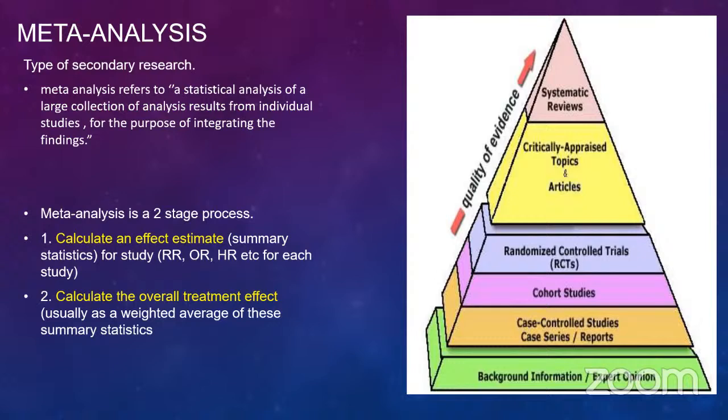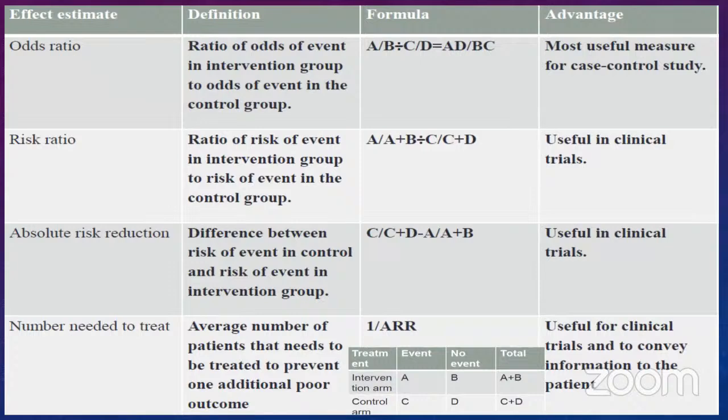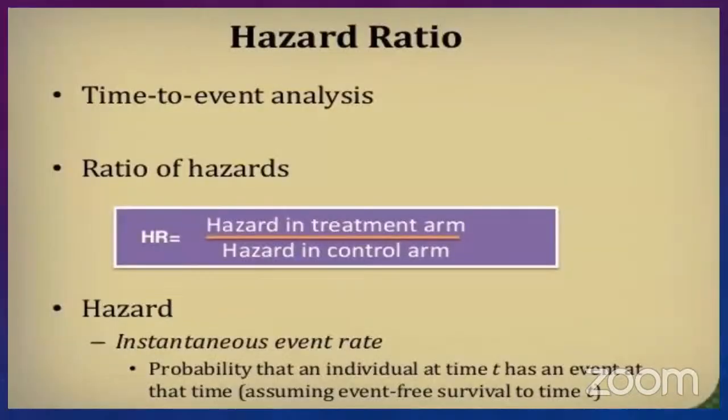So you have an effect estimate, risk ratio or hazard ratio, etc., and the overall treatment effect. Again, these are the parameters: odds ratio, risk ratio, absolute risk reduction, and the number needed to treat. Number needed to treat is the average number of patients that need to be treated to prevent one additional poor outcome. Sometimes we say, like, of 20 breast cancers treated with post-adjuvant radiation, it prevents 5 deaths. It is a number needed to treat to prevent additional death.